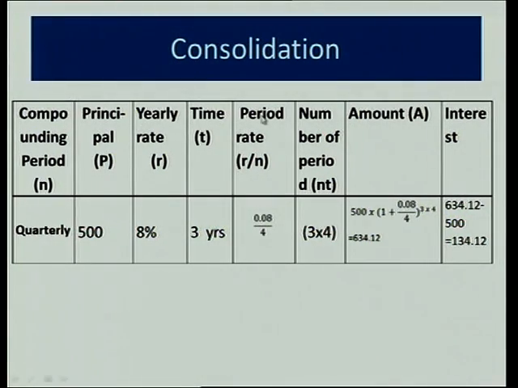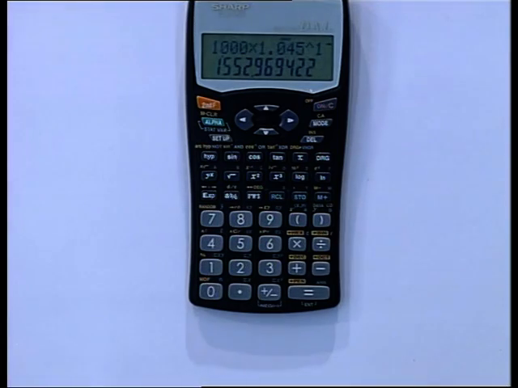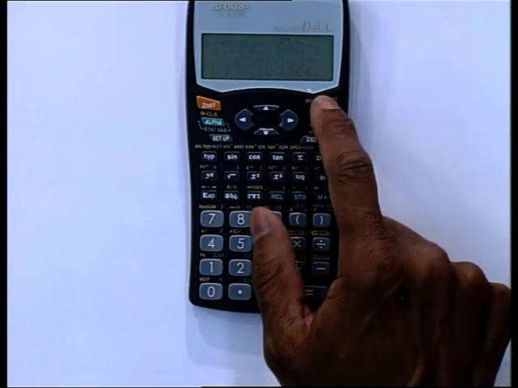So why is that important? Because we need to divide the interest rate by 4. And we need to multiply the period by 4. Let's put that information in our calculator and see what answer we get.